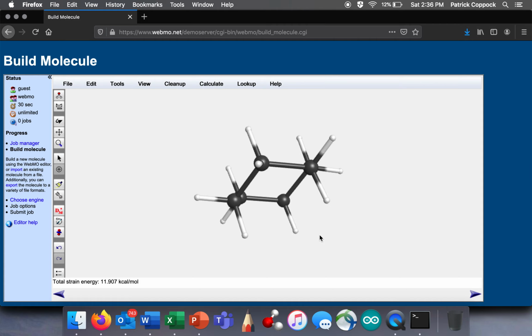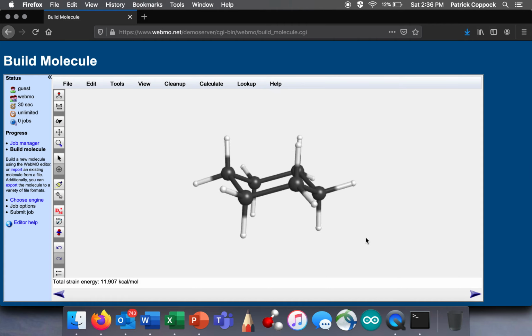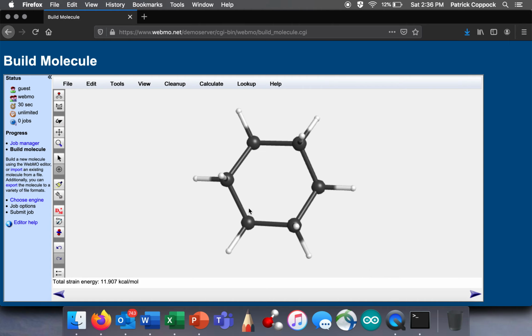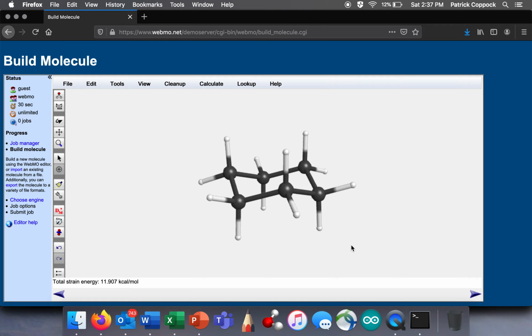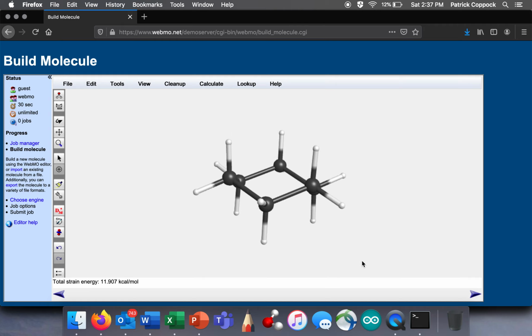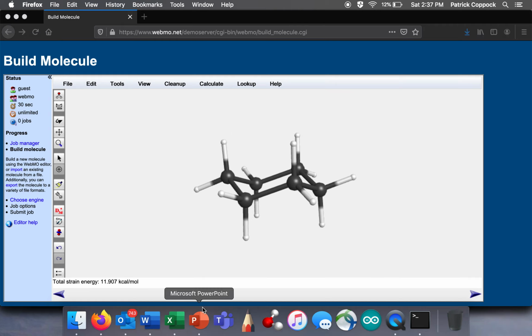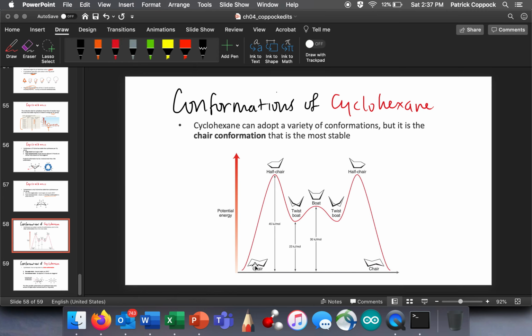See, they're all staggered. Okay, so this is the most stable, and it's most stable because there's no ring strain, so the angles are all 109.5, because if you look at it like this, this is 109.5. And there's no torsional strain because everything's staggered. I know I'm saying the same thing over and over again. Okay, so that's the chair conformation.